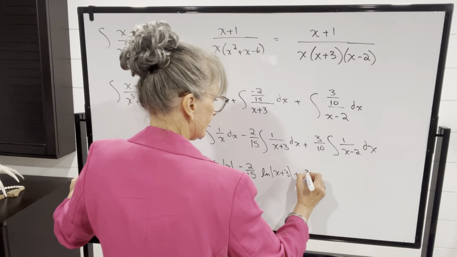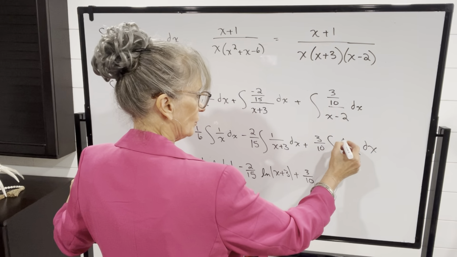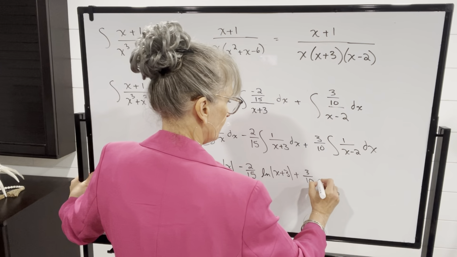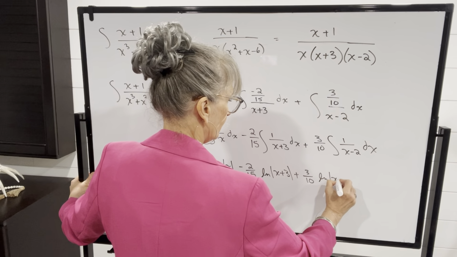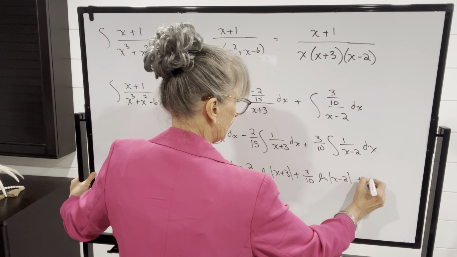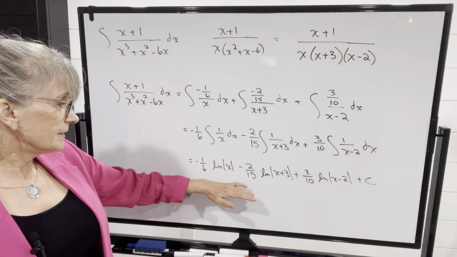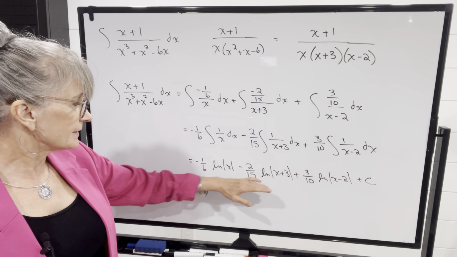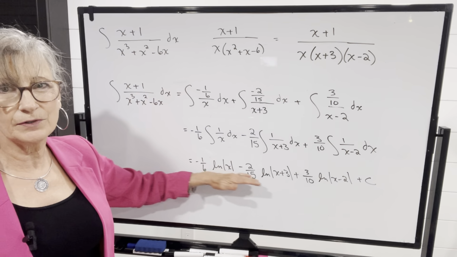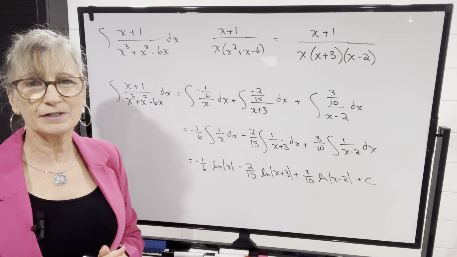Plus 3/10 times the integral of 1 over x minus 2 dx will be the natural log of the absolute value of x minus 2. And in this case, I probably would leave it like this. It might get a little bit too messy because of all of these coefficients to use your properties of logs.